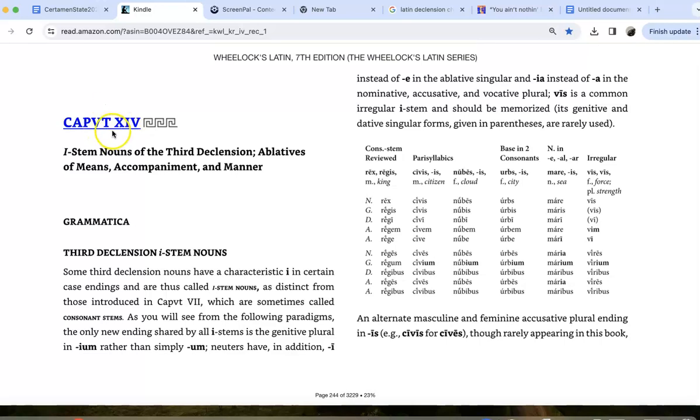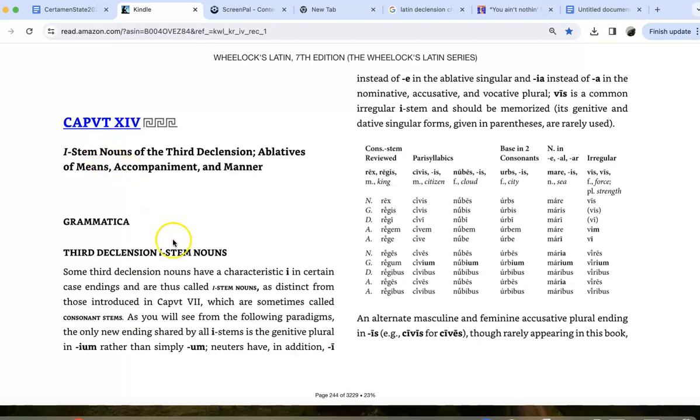Today we're going to be looking at Caput 14, chapter 14. And you can see our topic is I-stem nouns of the third declension, ablatives of means and accompaniment and manner. In general, this is not a difficult concept despite the unfamiliarity perhaps of this grammatical terminology.